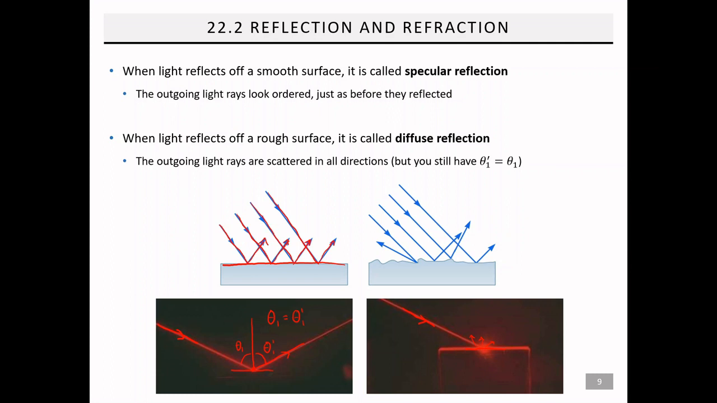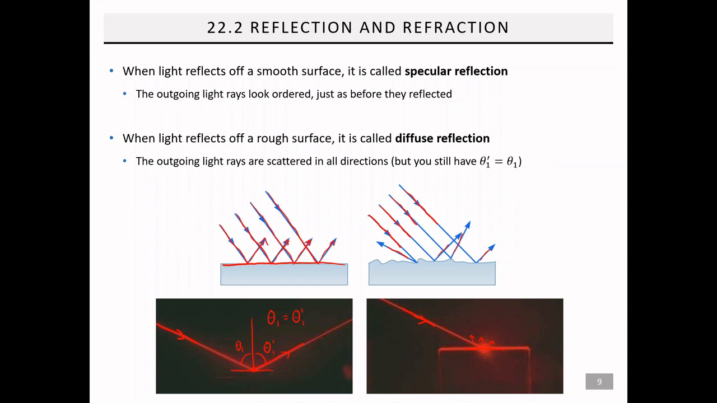So when light reflects off of a rough surface like this, we call it diffuse reflection. So the outgoing rays, if you look at them as a whole, they're scattered in all sorts of different directions. In the diagram in the top right, you have light coming in parallel to each other. But after it reflects off the surface, those light rays scatter in all sorts of different directions.